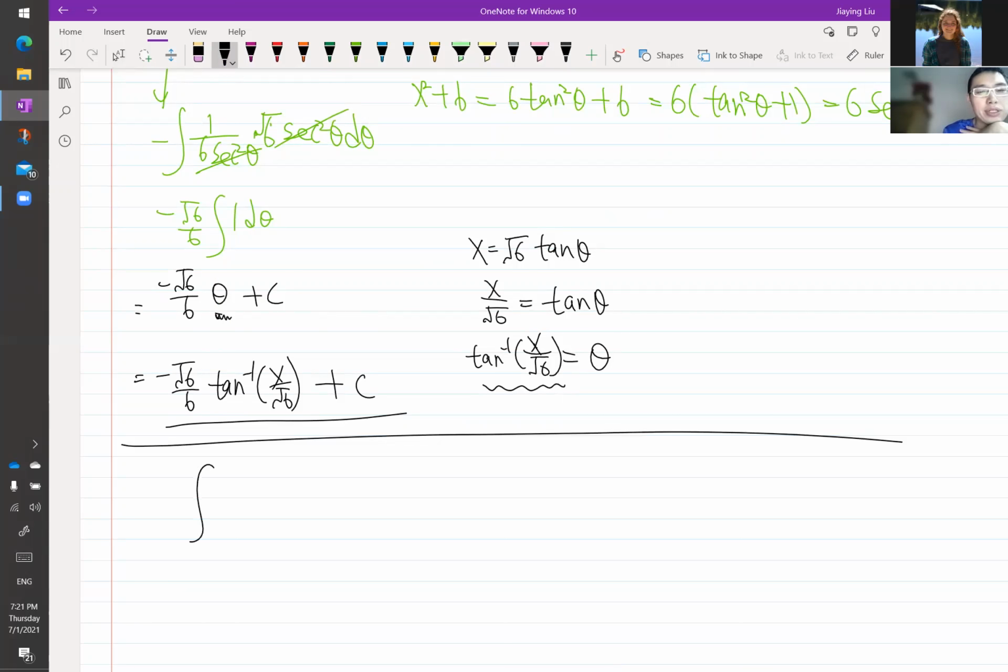So a problem on the quiz might be something like the integral from 2 to infinity of some function f of x dx.